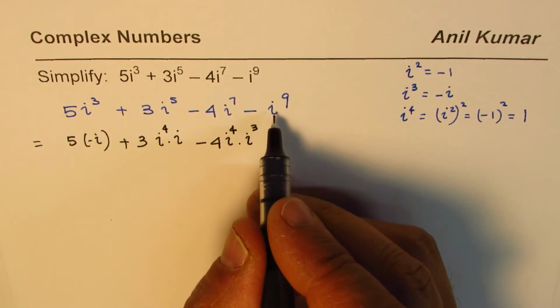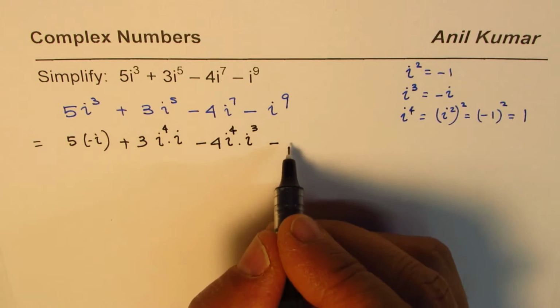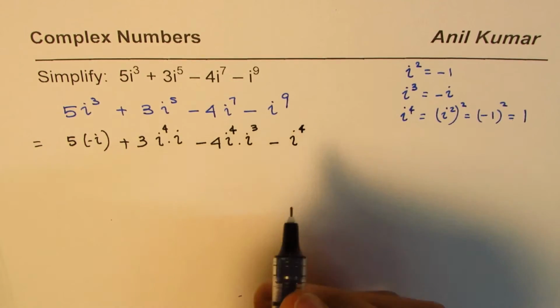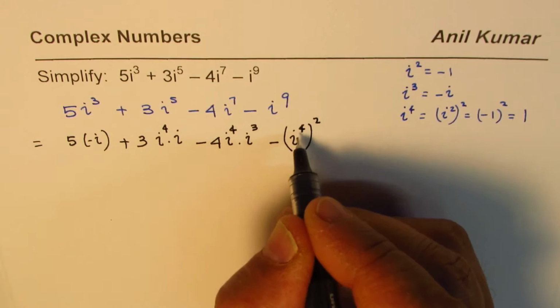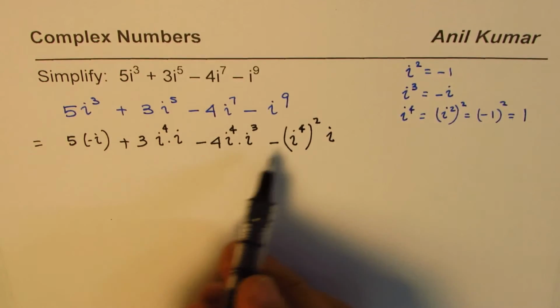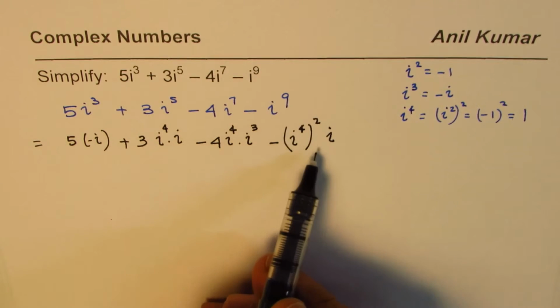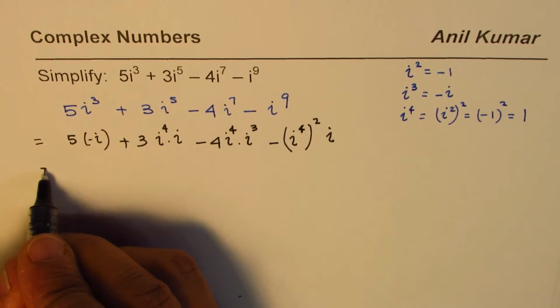Now here we have i to the power of 9. So i to the power of 9 is i to the power of 4, you write this as a square of this, which will give us 8, right? 4 times 2, 8. We are still left with one more i, so times i. Likewise, you could break this up in terms of different exponents of i and then solve.